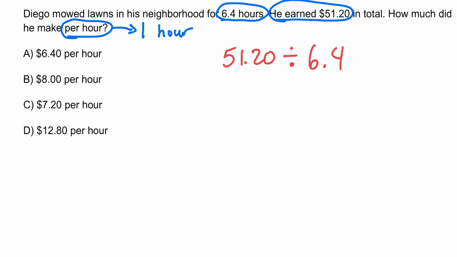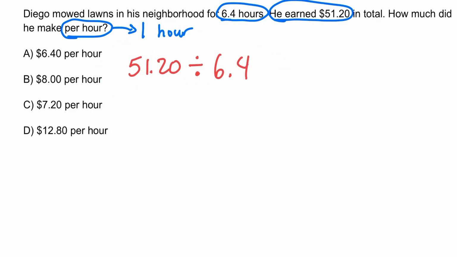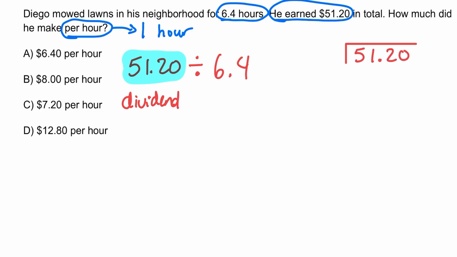So we're dividing with decimals. What we have to do is put it in long division notation. But whenever we have it in long division notation, we need to make sure that the dividend, which is this value here, goes inside the long division notation. So inside here, we're going to write 51.20. And then this value here, the 6.4, that is our divisor. It tells us how we're splitting up the dividend, and that goes outside of the long division notation. So we'll put the 6.4 there.